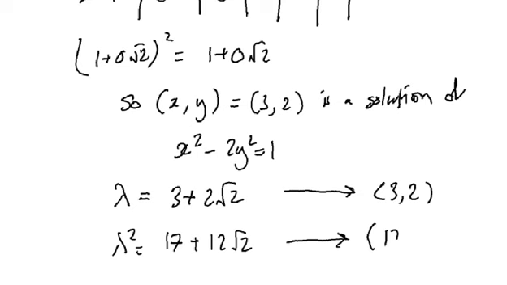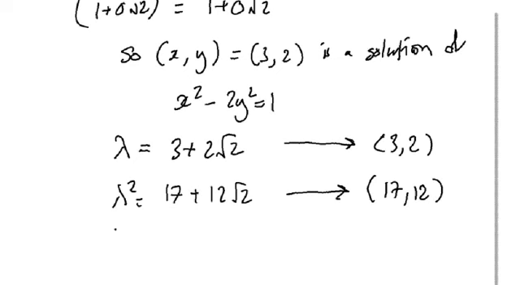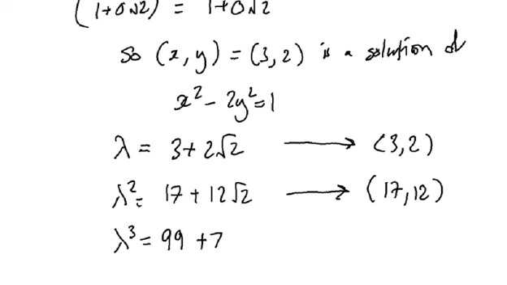So I've already got another solution, (17, 12). 17 squared is 289, and 12 squared is 144, twice 144 is 288. So 289 minus 288 equals 1. There's another one. What about lambda cubed? That's a bit more tricky, but if you do the maths, I encourage you to do so. You get 99 plus 70 root 2. It works, that is another solution.